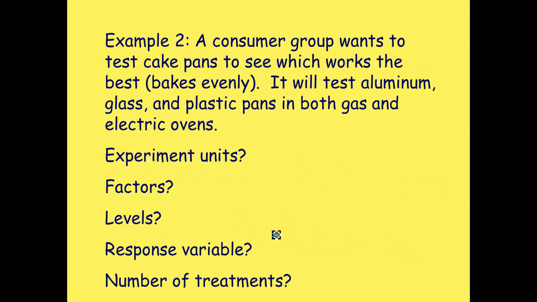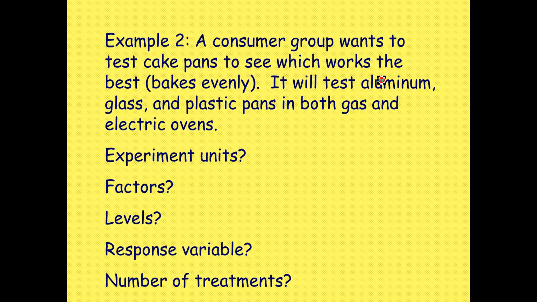So let's do a practice example. A consumer group wants to test cake pans to see which works best. It will test aluminum, glass, and plastic pans in both gas and electric ovens. So these are some of the questions you're going to see on an AP exam. They're going to ask you to identify these sometimes. So let's try this. Experimental units. So what are the units? What is physically being tested or shaped or changed in this experiment?